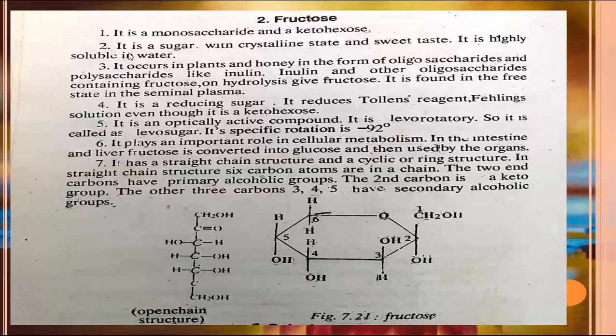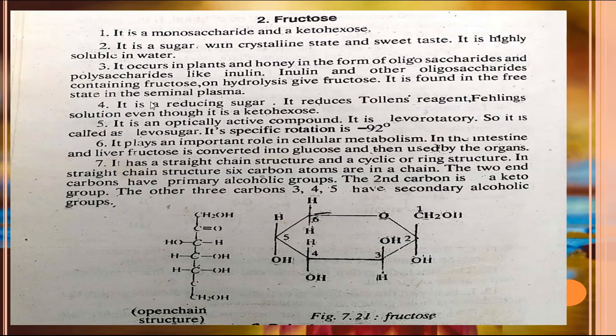Fructose is a monosaccharide and a ketohexose, meaning a keto group is present on the second carbon atom. It is a crystalline sugar, sweet in taste, and highly soluble in water. It occurs in plants and honey, and in the form of oligosaccharides and polysaccharides like inulin. Other oligosaccharides containing fructose give fructose on hydrolysis. It is found in the free state in seminal plasma.